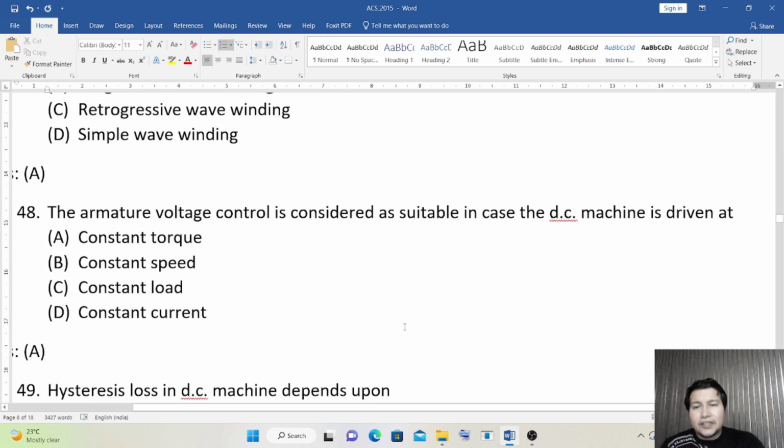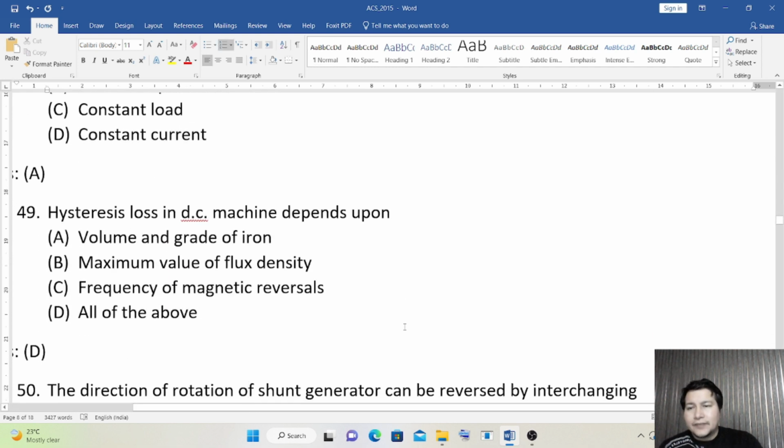The armature voltage control is considered as suitable in case the DC machine is driven at constant torque, constant speed, constant load, constant current. Correct option is constant torque. Hysteresis loss in DC machine depends upon volume and grade of iron, maximum value of flux density, frequency of magnetic reversals, all of the above. So correct option is option D.